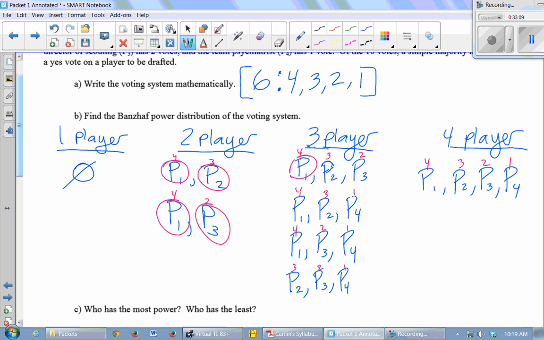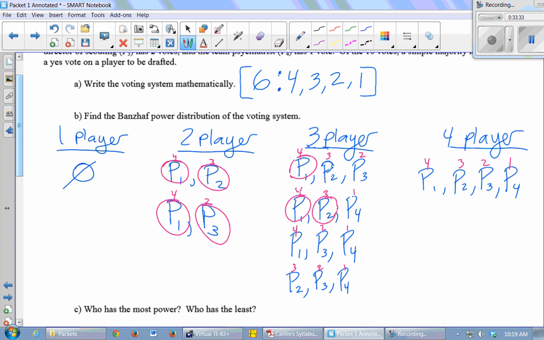Player 1 is definitely critical, because then the last 2 only have 4 votes together. What if player 2 leaves? Player 2 is critical because the 4 and the 1 are left, and that's only 5. And if player 4 leaves, we don't care, right? Because the other 2 players still have 7 votes, so they're not critical.